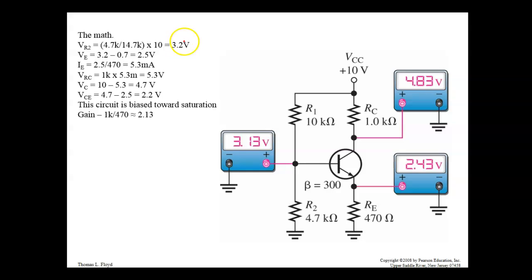These are the ones we're interested in. With those 3 measurements right there, you can tell what's wrong with the circuit. Somebody write that down. So VB is 3.2, VE is 2.5, and then VC should be 4.7.